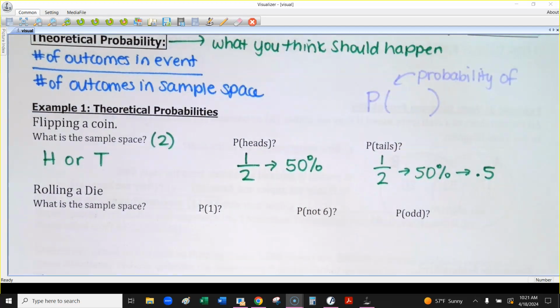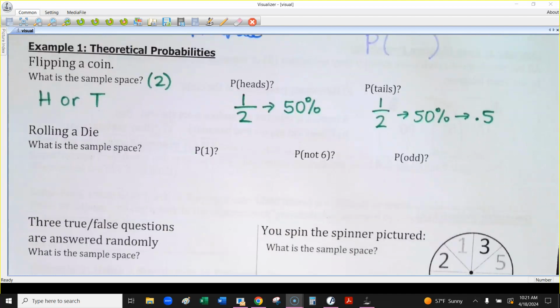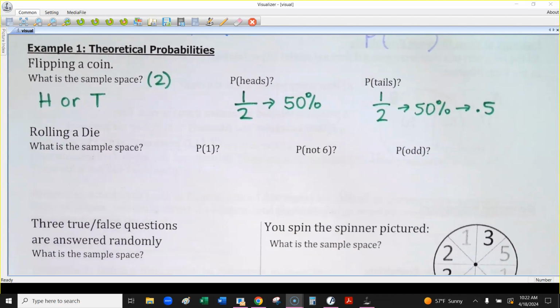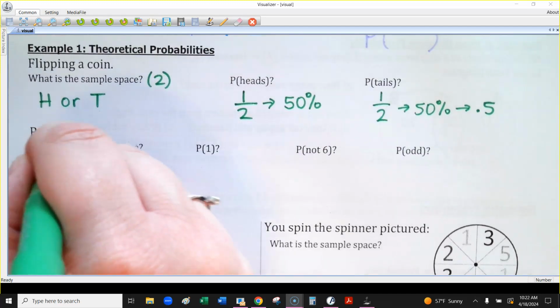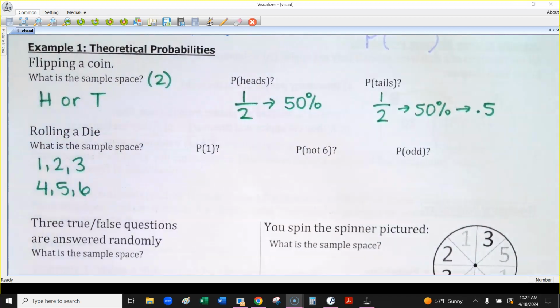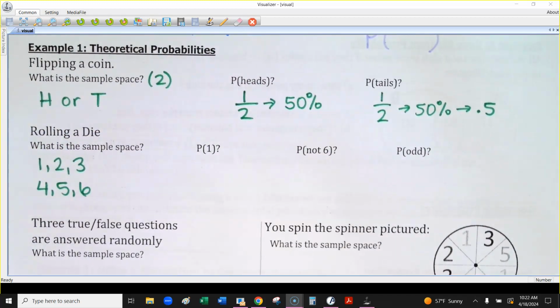Okay, now, what if I rolled a die, just a normal die? What are all the possible outcomes I could get? Like in a game, if you rolled a dice. 1 through 6. So your sample space, you'd have 1, 2, 3, 4, 5, 6. Those are all the possible things I can roll. Just a normal die. All right, now, theoretically, what should happen? If I roll a die, what's the probability I would get a 1?